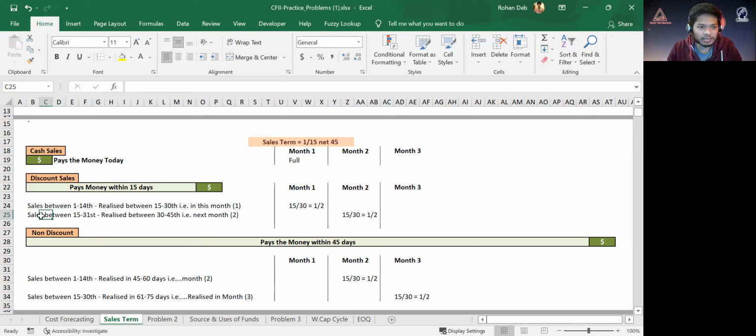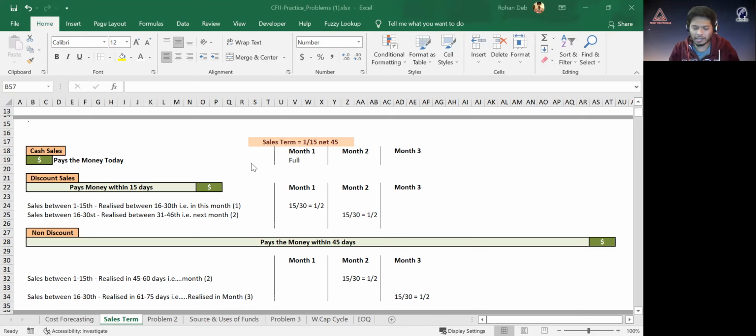So what this question says is that any sale between the 1st and 15th will be realized within that month. The sale on the 1st will be realized on the 16th. The sale of the 15th will be realized on the 30th. Any sale from the 16th onwards, the sale you make on the 16th will be realized on the 31st, which is the first day of the next month. The sale you do on the 30th, the last day of the month, will be realized on the 46th day, which is the 16th of the next month.